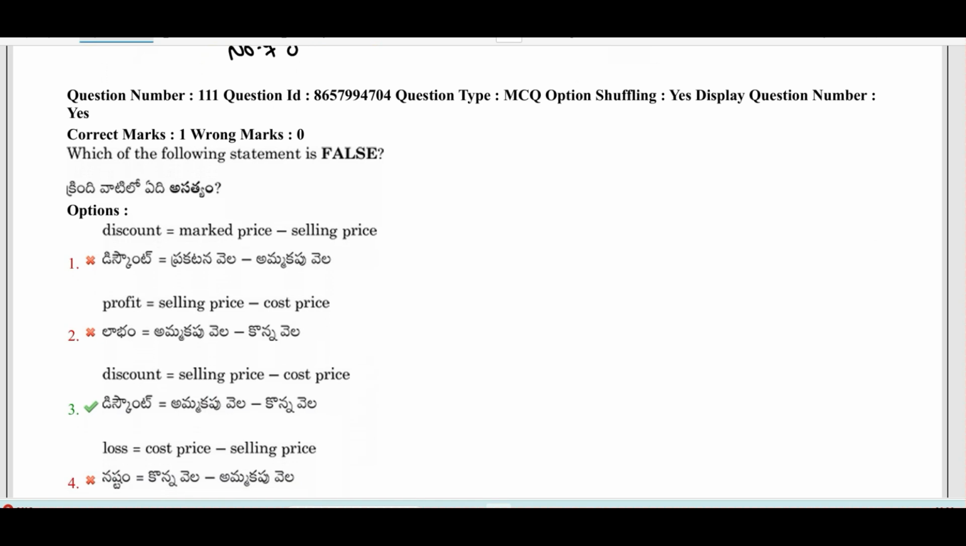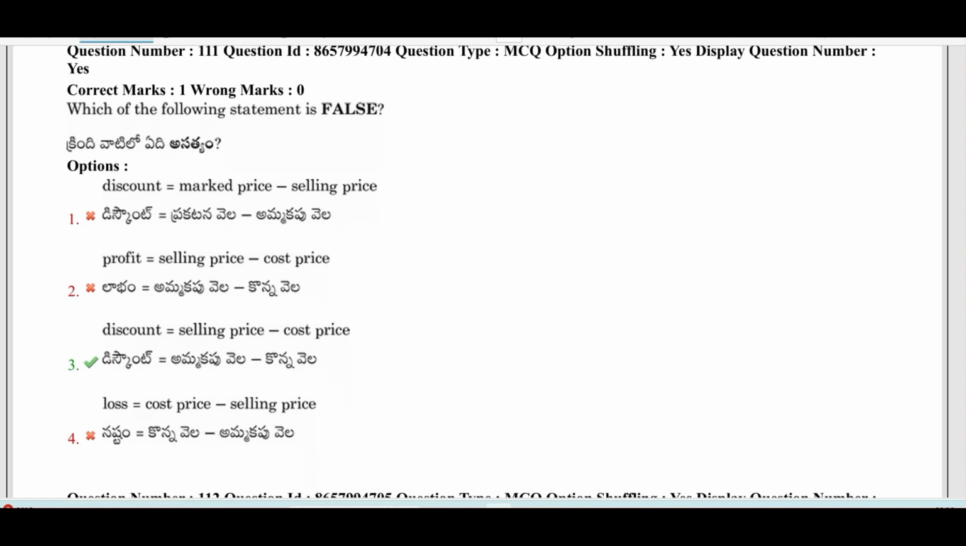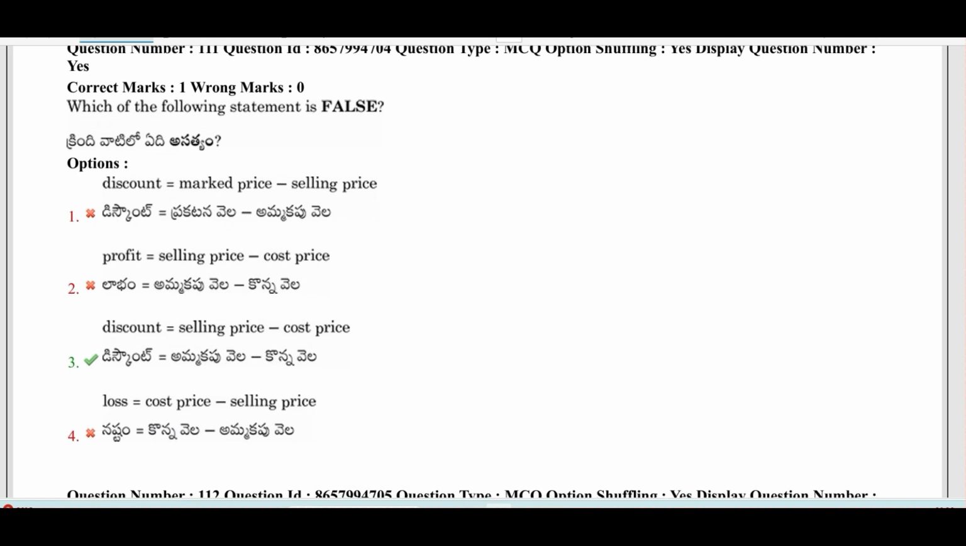Which of the following statements is false? Okay, they are asking which of the given statements is false. Here discount is given. If we look at the first option, discount is what? Market price minus selling price. This is a correct statement.